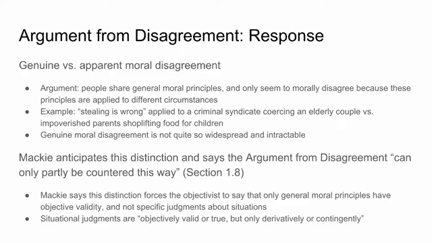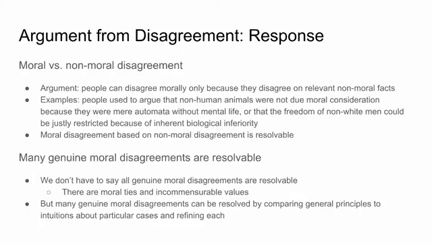Let's look at the second distinction I talked about a few slides ago, which is that between moral and non-moral disagreement. The argument here is that people can disagree morally only because they disagree on the relevant non-moral facts. So let's take two examples. People used to think that non-human animals were automata. Basically, they were systems of sensory inputs and behavioral outputs without any mental life, and so didn't, strictly speaking, suffer, and so vivisection and all this stuff was totally fine.